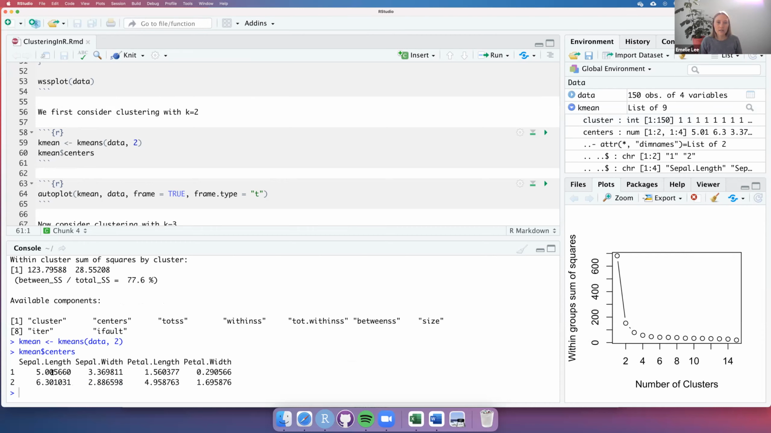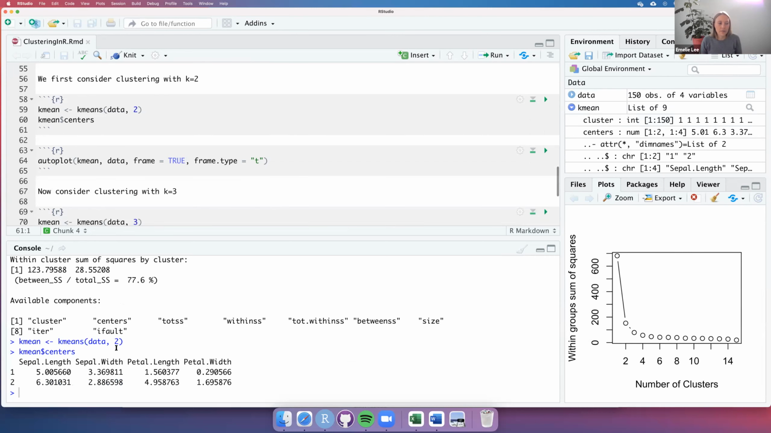Okay, so now if I have a look at the centers, cluster 1 has developed a center for the sepal length, the sepal width, the petal length, the petal width. And don't worry, you don't have to know what those are. That's kind of irrelevant, but so that's just one way that you could access some of that information that's generated by using the KMeans command.